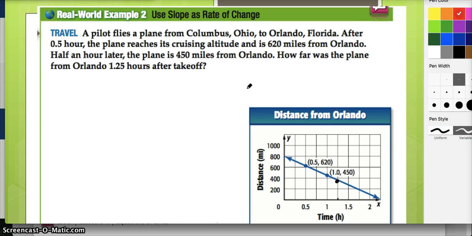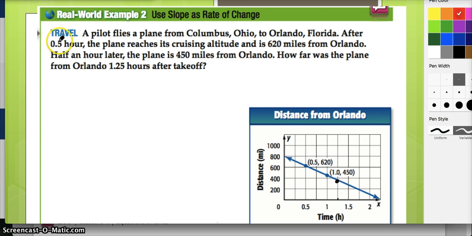All right, so we're going to use slope as a rate of change. A pilot flies a plane from Columbus, Ohio to Orlando, Florida. After 0.5 hours, the plane reaches its cruising altitude at 620 miles from Orlando. A half an hour later, the plane is 450 miles from Orlando. How far was the plane from Orlando 1.25 hours after takeoff?